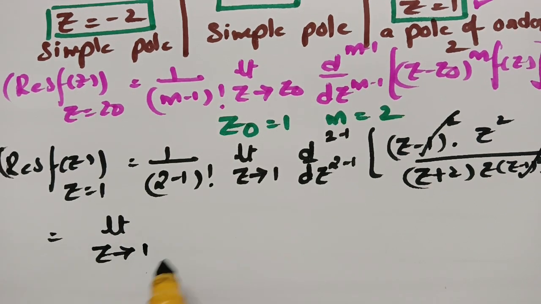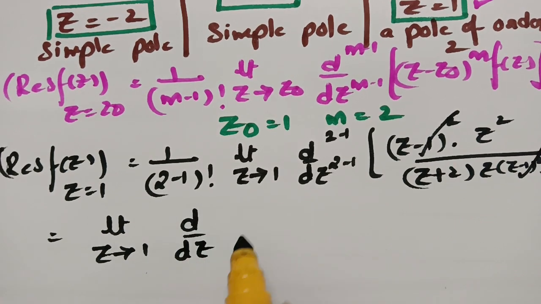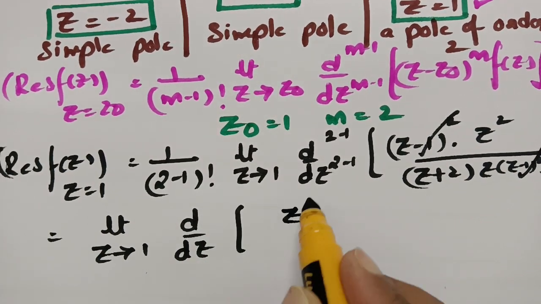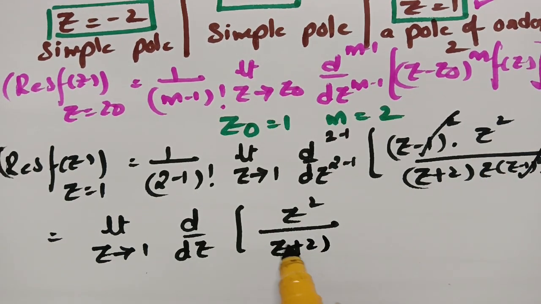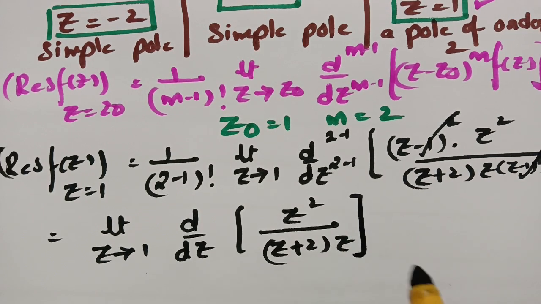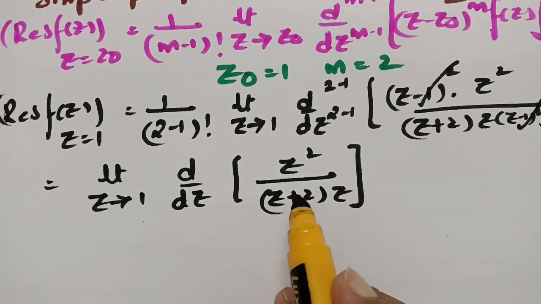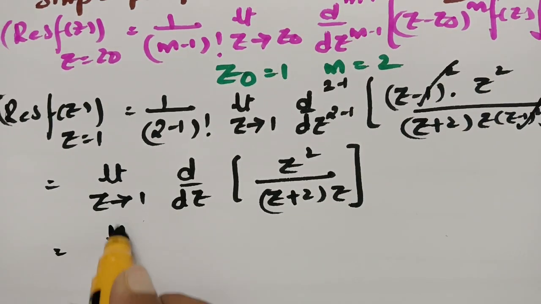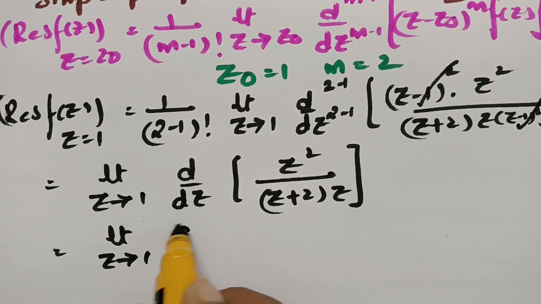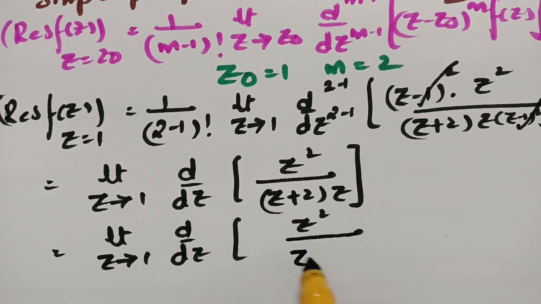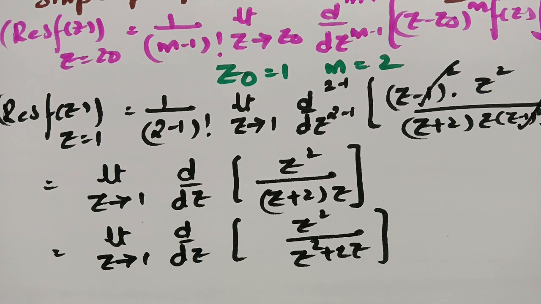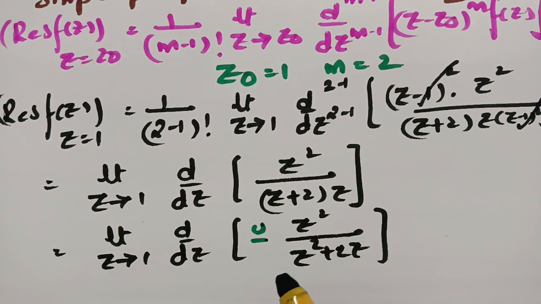So limit z tends to 1 of d by dz of, what is the function left? z square by (z plus 2) into z. Multiplying z with the denominator, this will be limit z tends to 1 of d by dz of z square by (z square plus 2z). Now we have to take the derivative, which is of the form u by v rule. So this is u and this value is v.